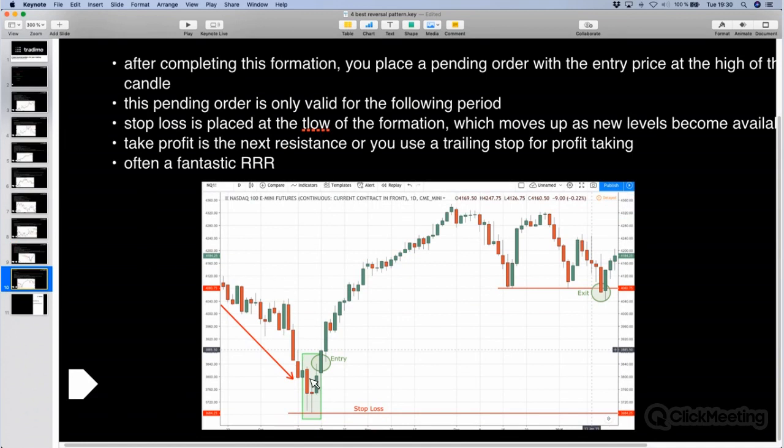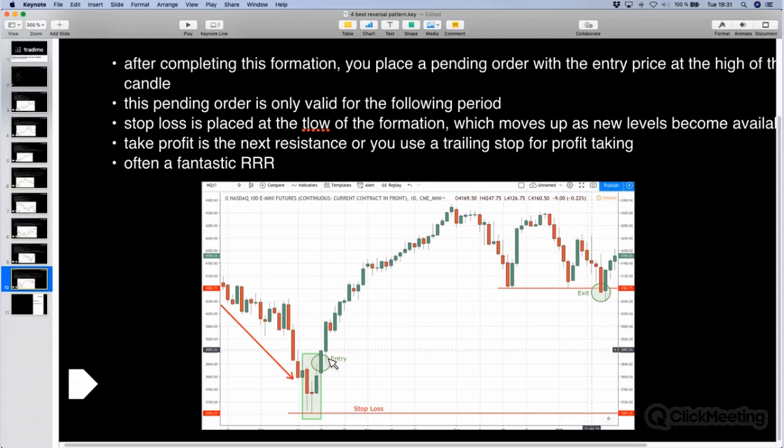After completing the formation here, we will place a pending order with the entry price at the high of the bullish confirming candle of the pattern. And only in the very next period is this pending order valid. After that, we have to cancel the pending order. We only want to enter the market in the very next period after the morning star formation has appeared. This is very, very important. We don't want to give the market a lot of time to fulfill our entry level. Only in the next period.